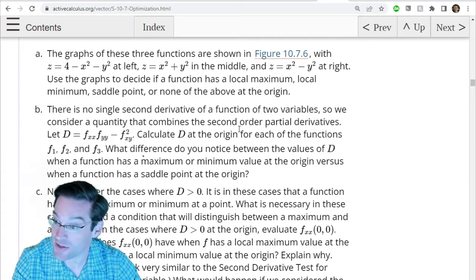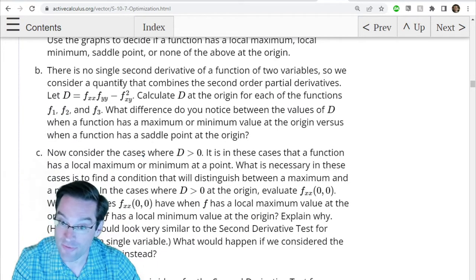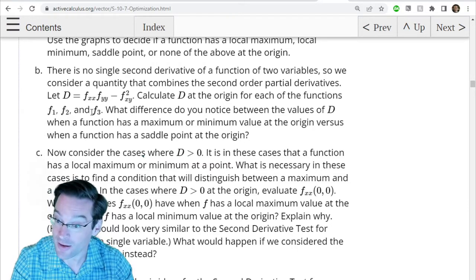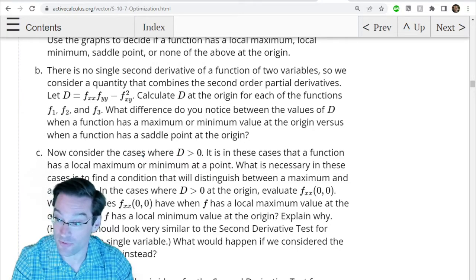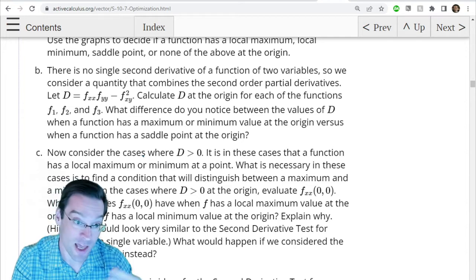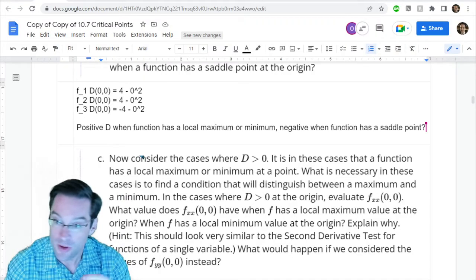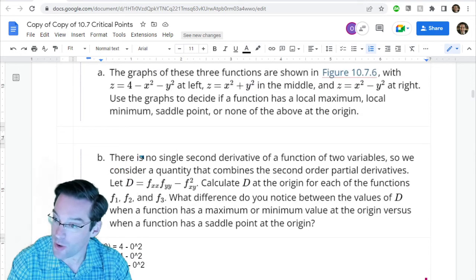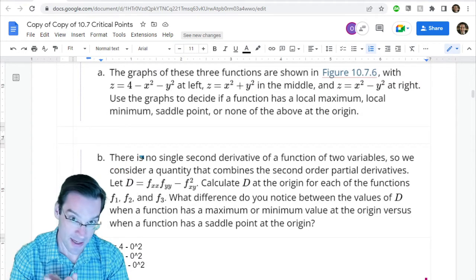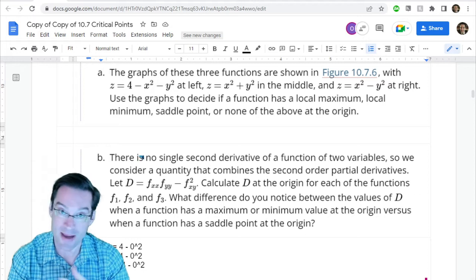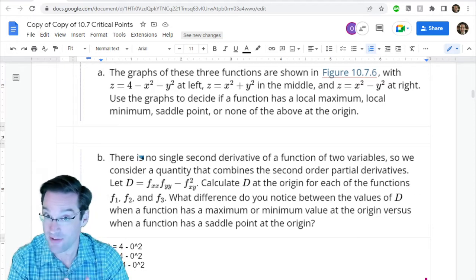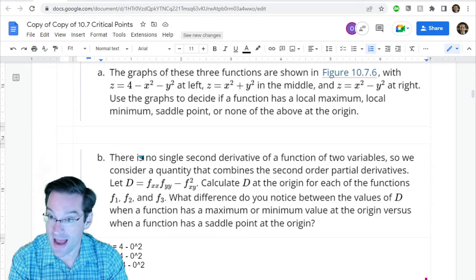And so the interesting part starts in part B, where you have this combination of second partial derivatives, the product of the pure partials minus the square of the mixed partial. Calculate this quantity for each of the three cases and see if it can tell apart the three different types of critical points that we see, and if so, how. So in this problem, you took the second x partial times the second y partial, minus the square of the mixed partial, f_xy squared, and computed that number.